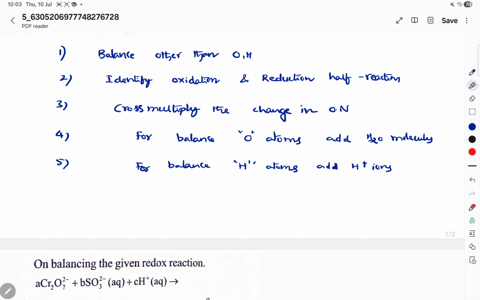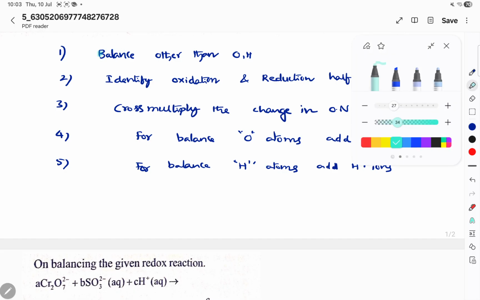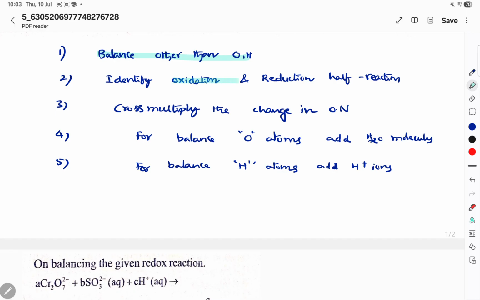Okay, so note this point. Balance atoms other than oxygen and hydrogen, identify the oxidation half reaction and reduction half reaction, cross multiply the change in oxidation number. For balancing oxygen atoms, add water molecules. For balancing hydrogen atoms, add H plus ions. So these are the rules you can remember. You will finish the equation in less time, but you need proper practice.